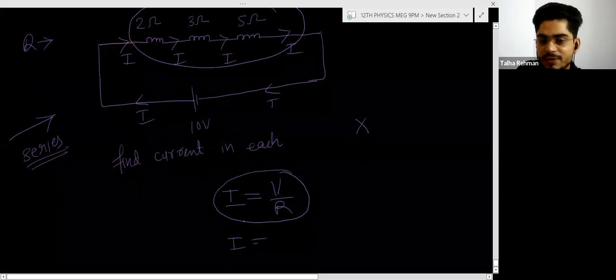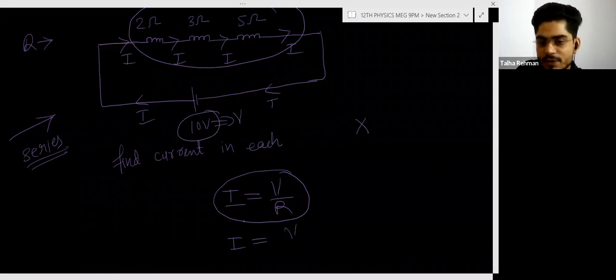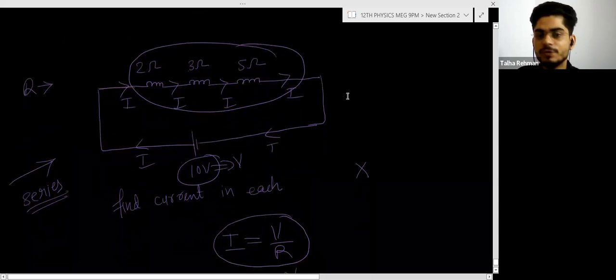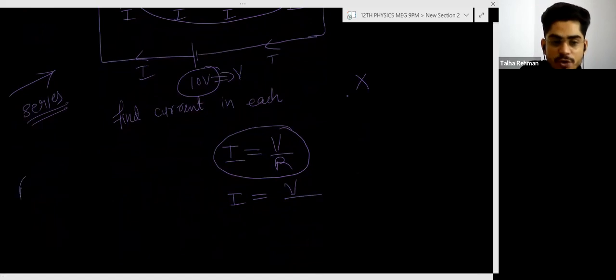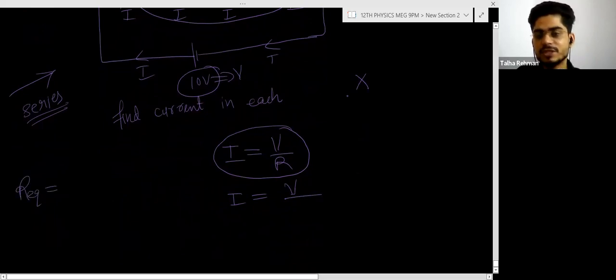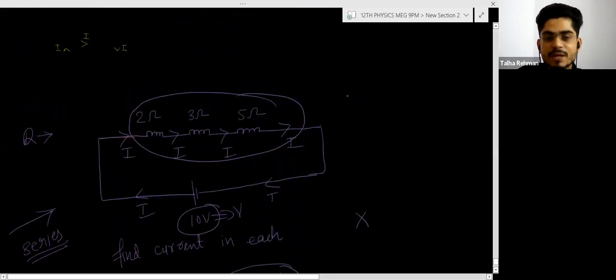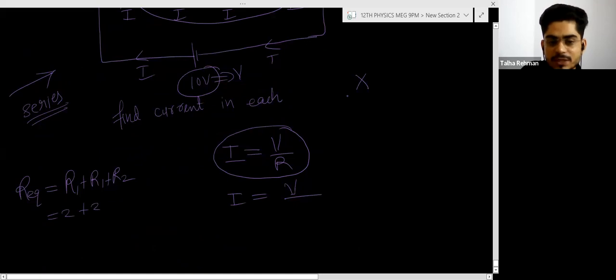And if you want to calculate the current, you will put the value V. You should know this is voltage. And you will put the value of R, and here R is given as 2 ohm, 3 ohm and 5 ohm. But you will not take 2 ohm, 3 ohm and 5 ohm. You will take the equivalent resistance, and for that you should know the formula in series combination for calculating the equivalent resistance. So the equivalent resistance is the addition of all the resistances. So add all the resistances, 2 plus 3 plus 5, you will get 10 ohm. So you will put R equivalent here.